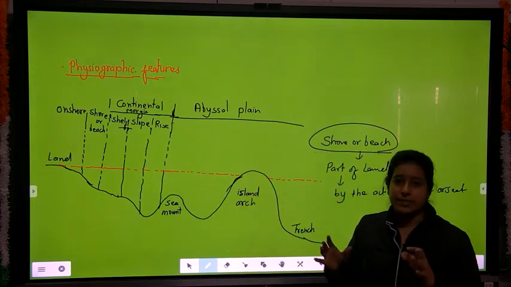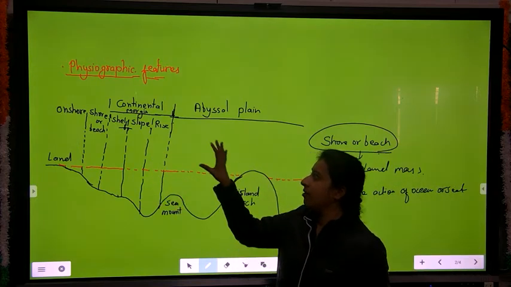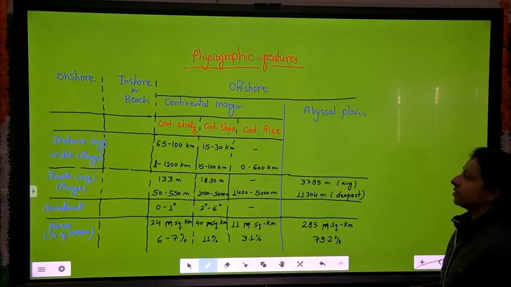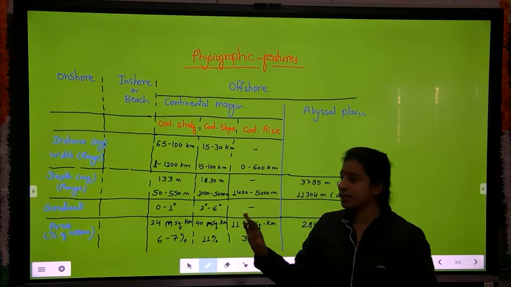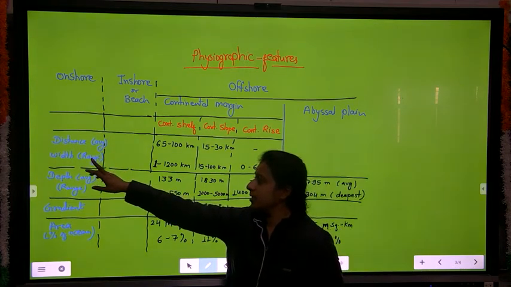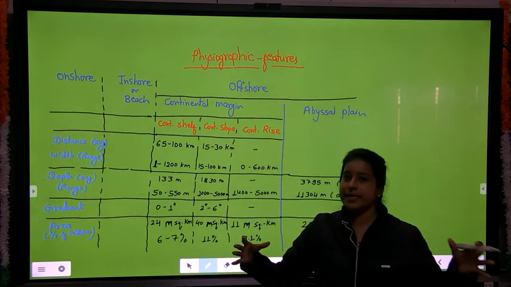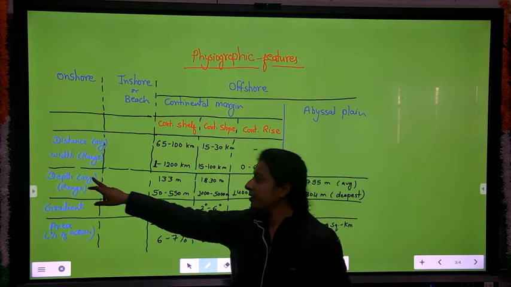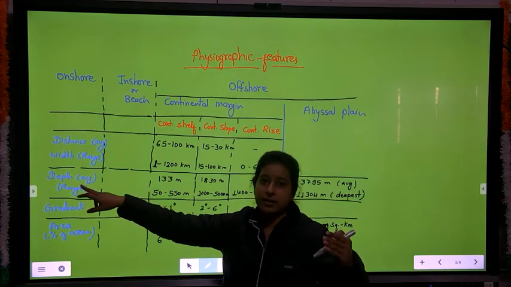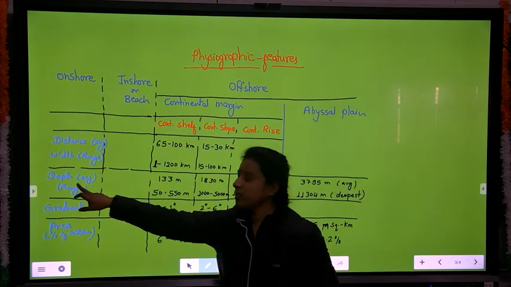And what is its range? How much area of the ocean is covered by these two parts? So let us start with the physiographic features of the Earth. In this table, we are going to discuss the average distance and the width, how wide it is in its range, and its depth. We are taking the depth of water here, the average depth and its range also.